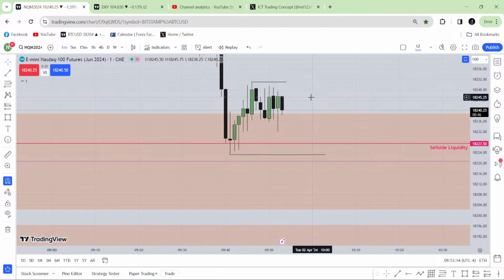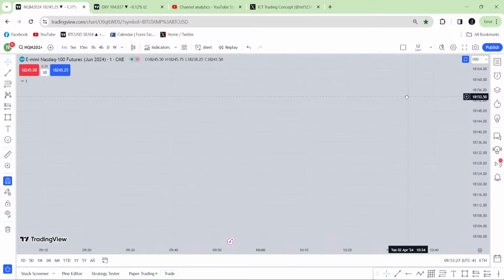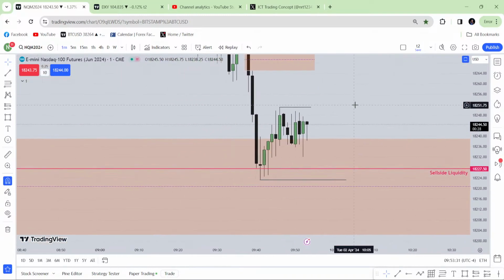Rotator path. If the 50-minute fair value gap fails to hold the price, 18006 is the next level for the price to go, I believe. 18006. Okay, well, you will see.